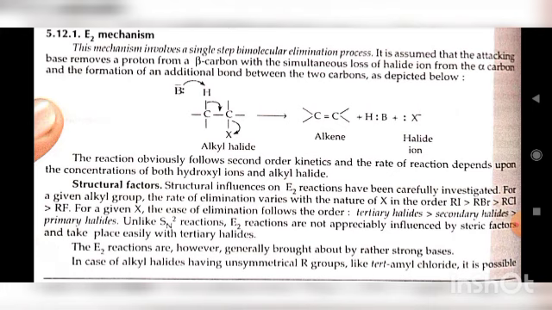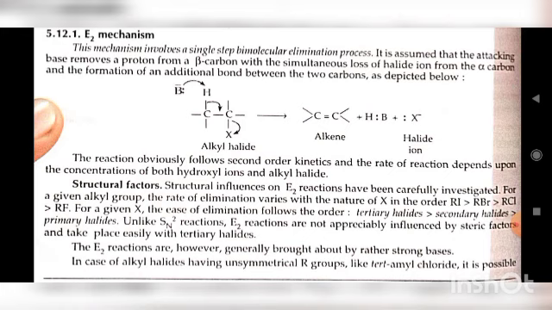Structural factors influencing E2 reactions have been carefully investigated for a given alkyl group. The rate of elimination varies with the nature of X in the order RI, RBr, RCl, RF. For a given X, the ease of elimination follows the order tertiary halides, secondary halides, primary halides. Unlike SN2 reactions, E2 reactions are not appreciably influenced by steric factors and take place easily with tertiary halides. E2 reactions, however, are generally brought about by rather strong bases.